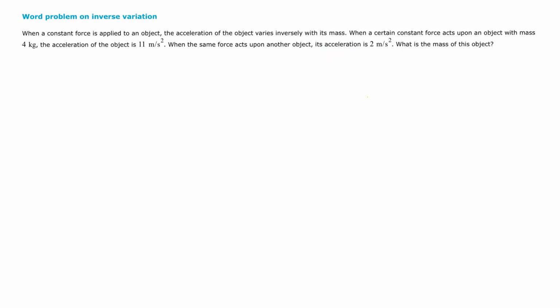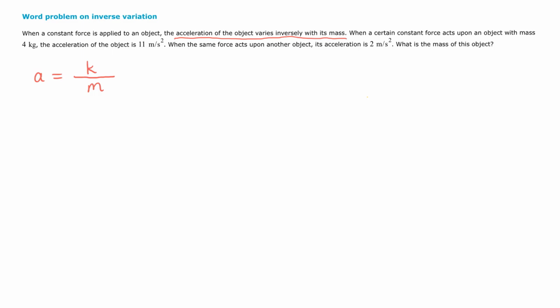I am going to go back to a key part of the sentence, and that key part is right here. The acceleration of the object varies inversely with its mass. I'm going to translate that first. So let's use the letter A for acceleration, and it varies inversely with its mass. We're going to use K as a proportionality constant, and inversely means put it over a denominator where the mass is present. So there is our relationship of inverse variation.